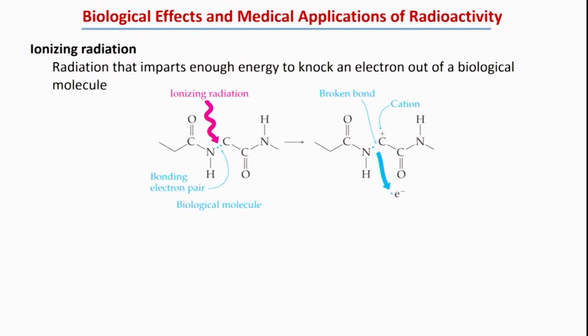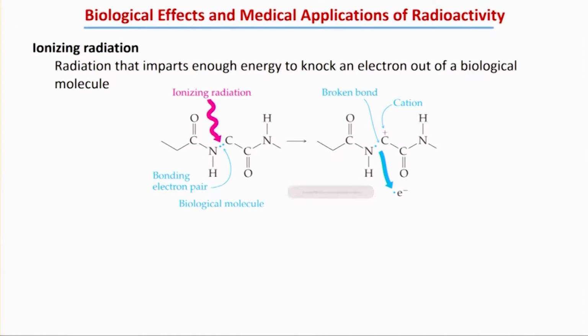All right, let's look a little bit more now at some of the biological effects. So we've looked at fusion and fission and how to use those. Let's just look at some of the biological effects. The thing you want to be worried about when you think about radiation is ionizing radiation. So this is where you have enough energy to break bonds.